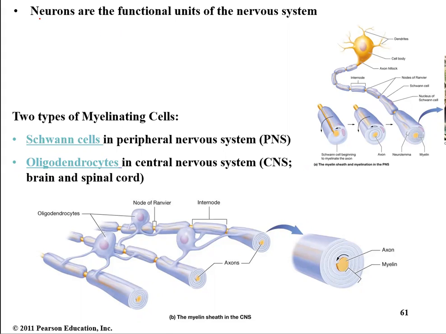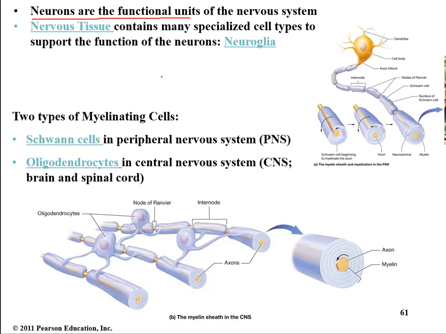Remember that neurons are the functional units of the nervous system. That is, they are carrying messages, carrying information to different parts of the nervous system in the body. Those are the functional units, but they don't act alone. In fact, nervous tissue contains many different cell types that ultimately are there to support the function of those neurons. In general, these helper cells are called neuroglia, or just plain old glia or glial cells.